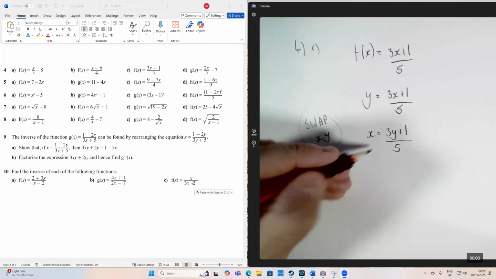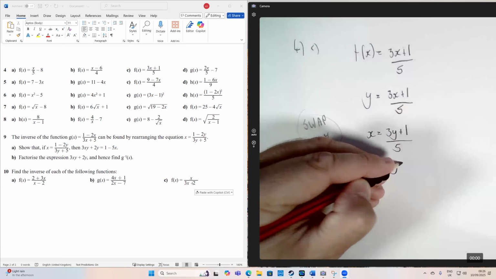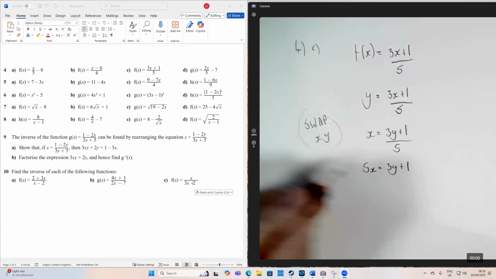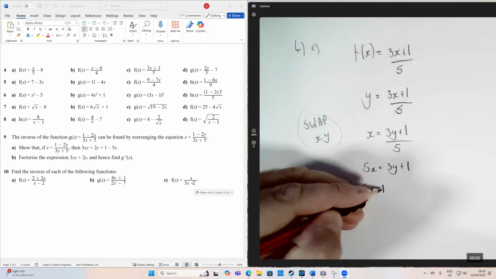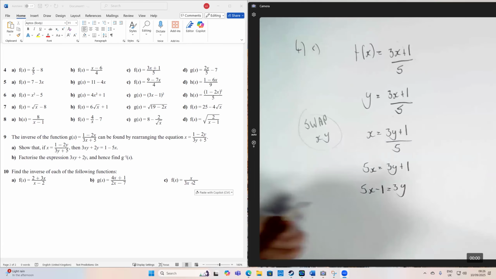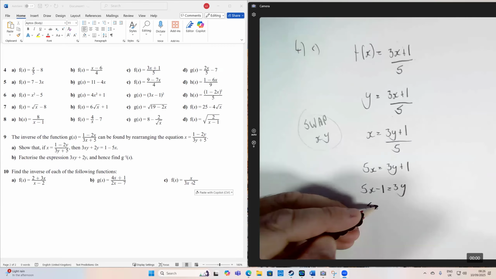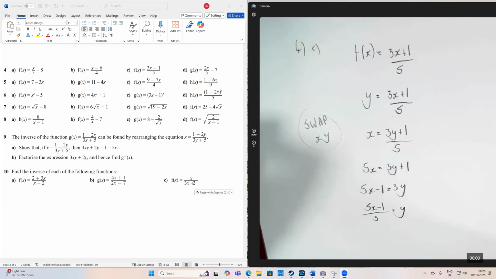I'm going to times both sides by 5. So I get 5x is 3y add 1. I'm going to subtract 1 from both sides. So 5x minus 1 equals 3y. And then finally, I'm going to divide by 3. So I have 5x minus 1 all over 3 is equal to y. And that is the process done of finding my inverse function.